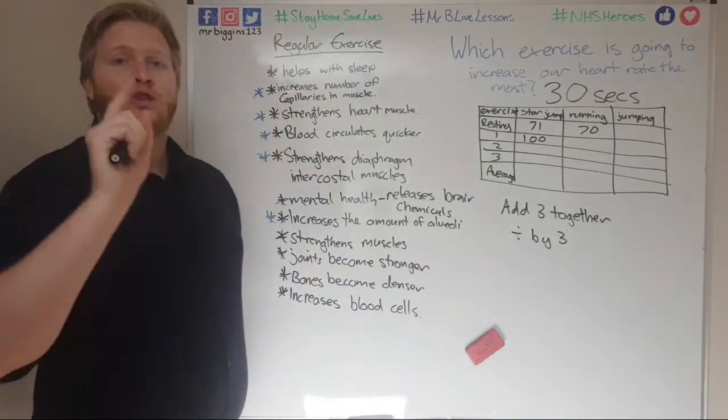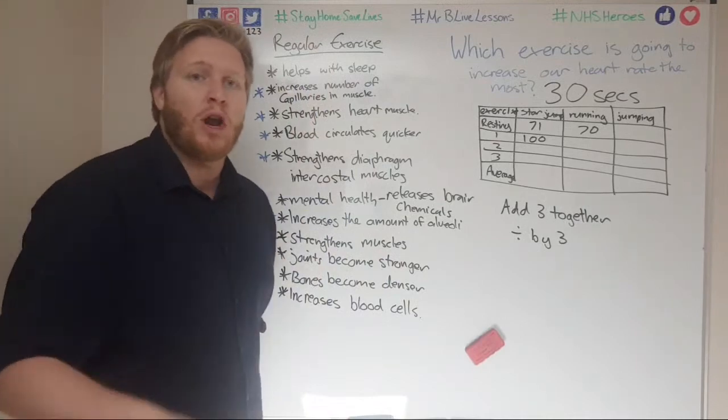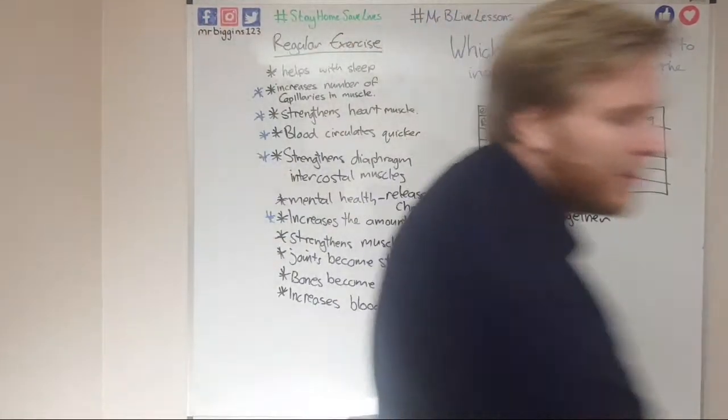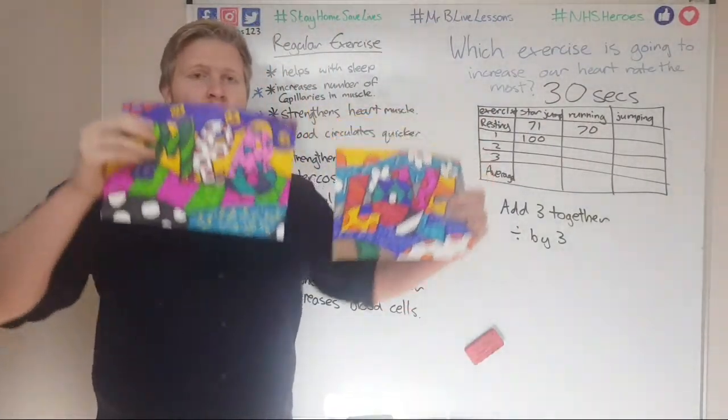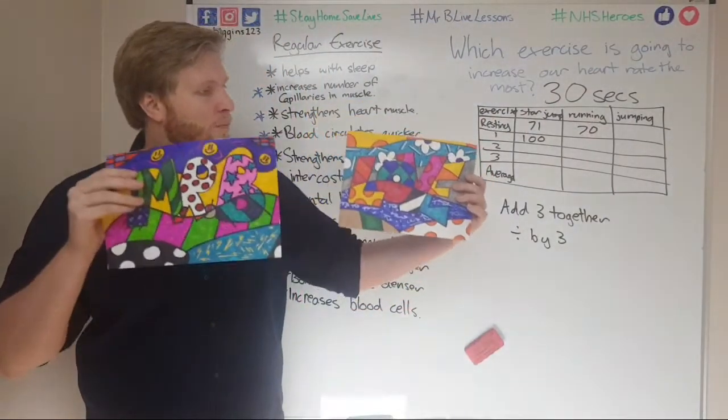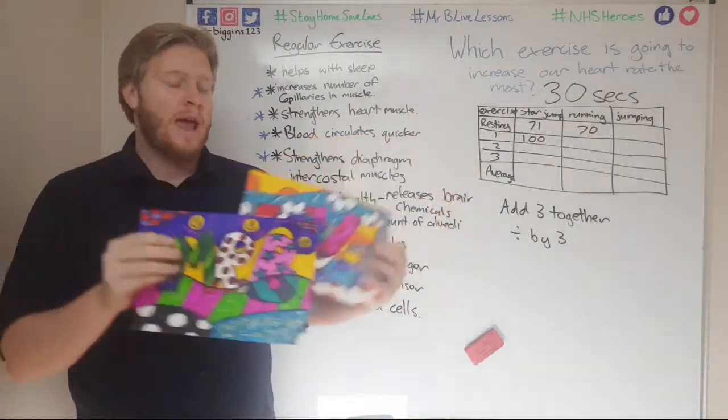So, just to remind you, today there is a lesson at 2 o'clock. It's an art lesson, and I'll show you. We're going to be creating something that looks a little bit like these, okay? A very famous Brazilian artist called Romero Brito. We're going to be working on these together.